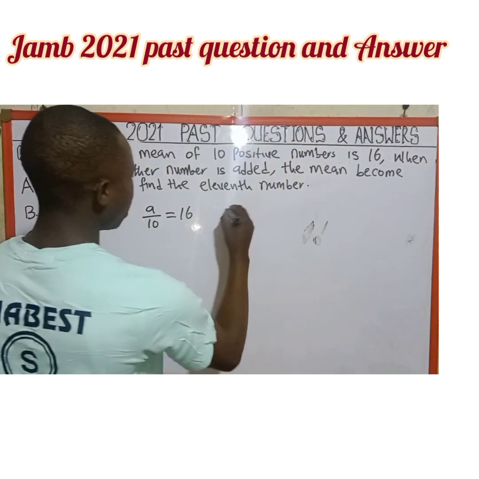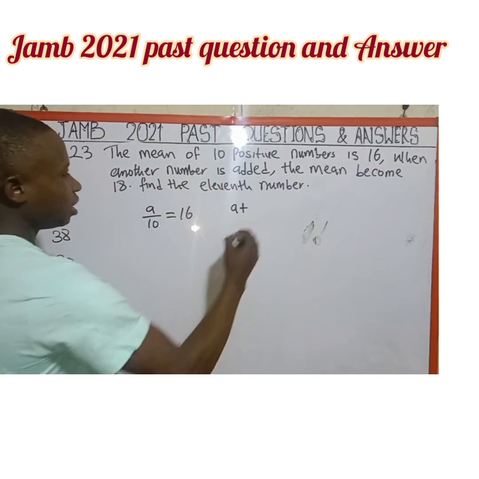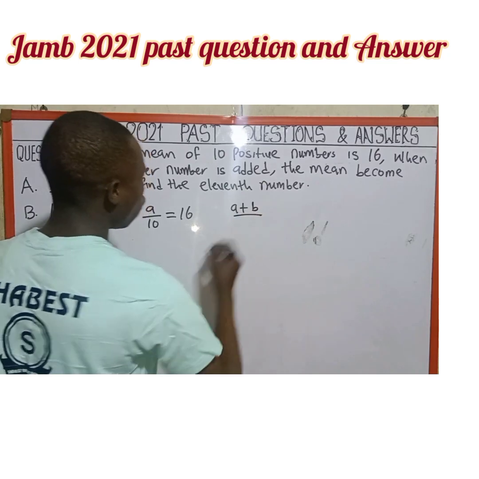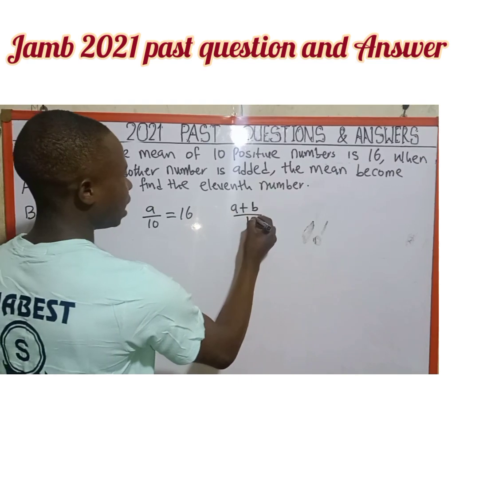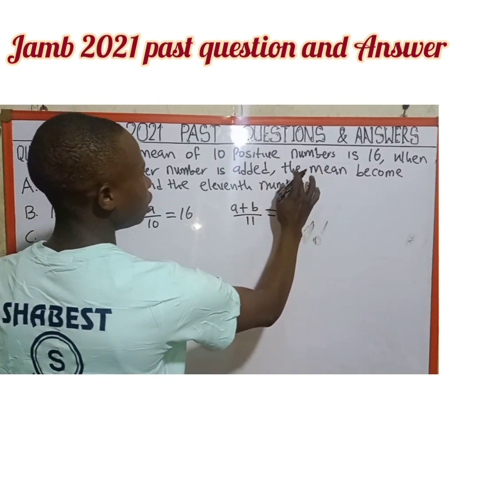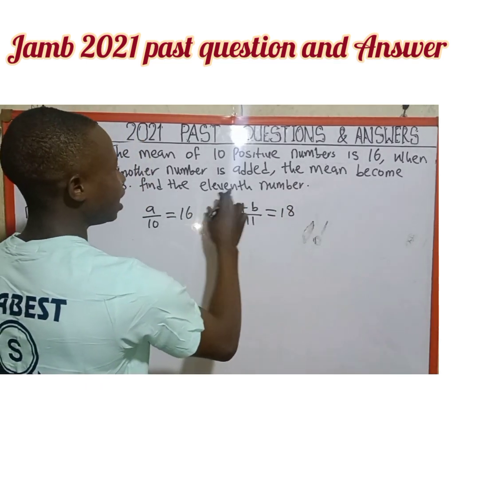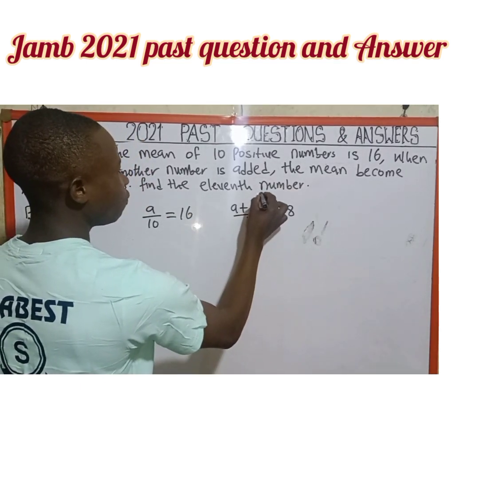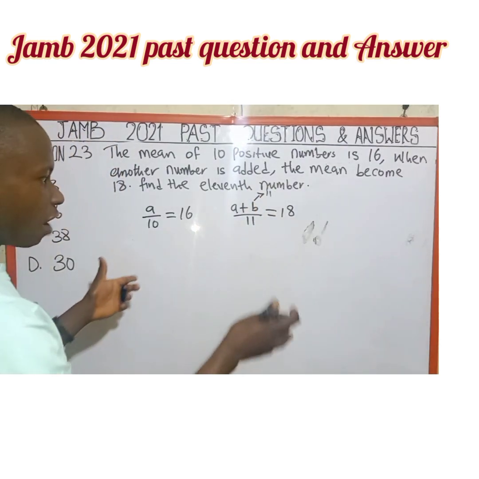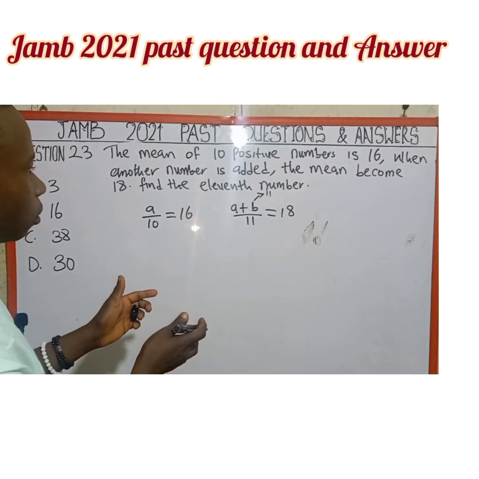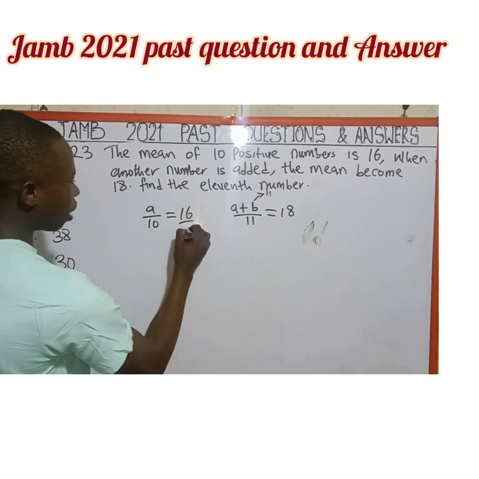So we are going to have another equation. A plus, we can say let another number we added be represented by B, then over, since we add another number to these 10 positive numbers, it now becomes 11, which is equal to 18, since the mean becomes 18. Then find the 11th number. So this is the 11th number we added. So we are going to look for the value of this B. So we have two equations. How are we going to do it? Let us find the value of A from this first equation. To get A, we can cross multiply.